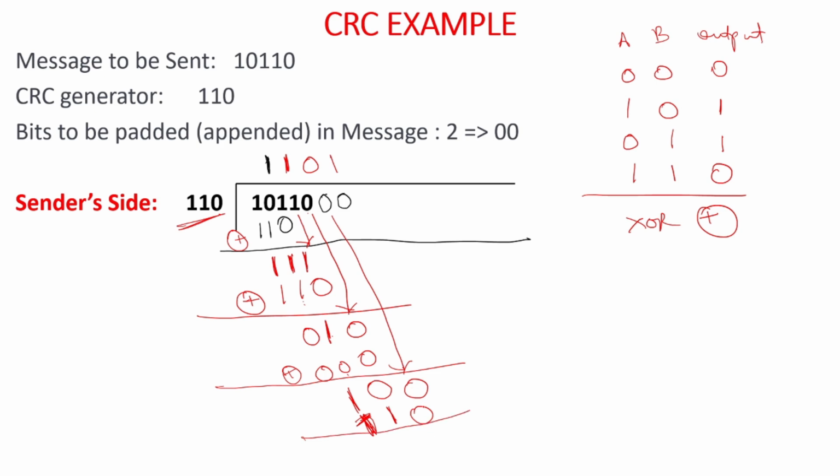When both the inputs are same, output is 0. Now here inputs are not same. So write 1. Again ignore the last whatever is there and take the next bit from here. Now again 1 0 0 came. Since first bit is 1, you have to take CRC generator as it is. 1 1 0. Both the inputs are same, so 0. Both the inputs are not same, so here 1. Ignore the last whatever is there.